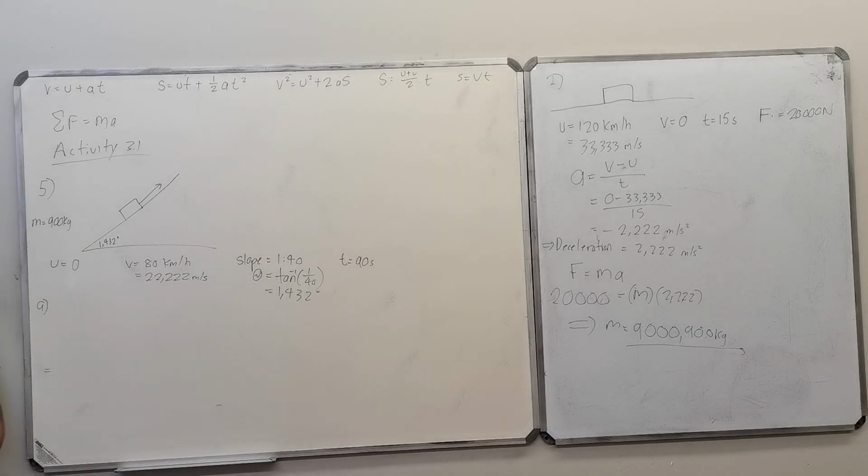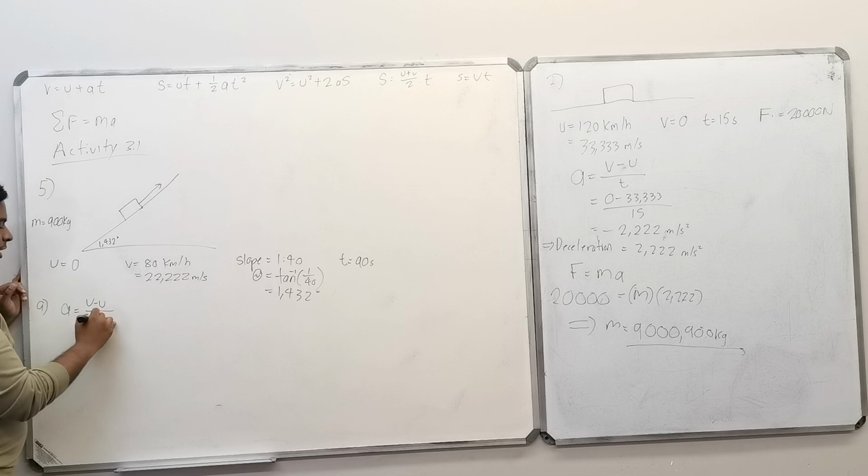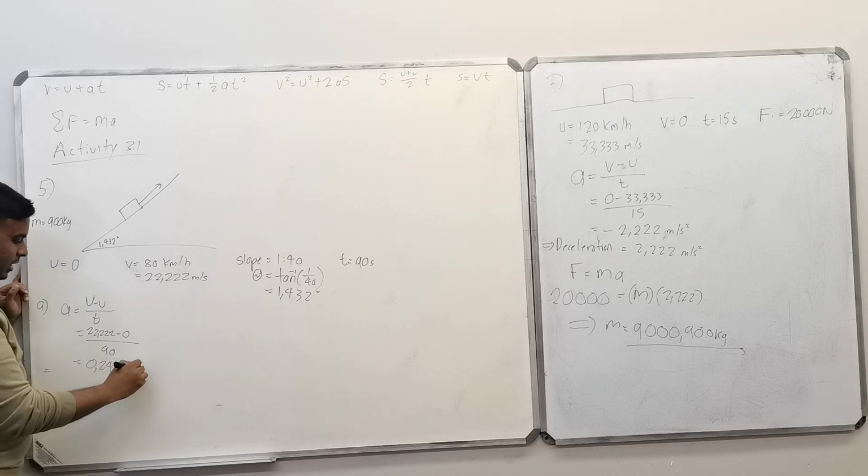Okay? Let's look at firstly the acceleration. The information we have: we know final velocity, we know initial velocity, we know time. So we can use this formula now to work out the acceleration. So a is equal to v minus u all over t. So this here is equal to 22.222 minus 0 all over 90, which is 0.247 meters per second squared.